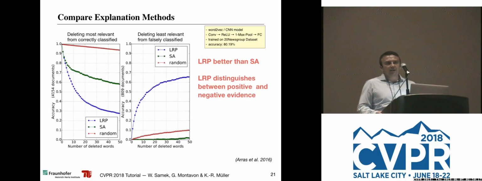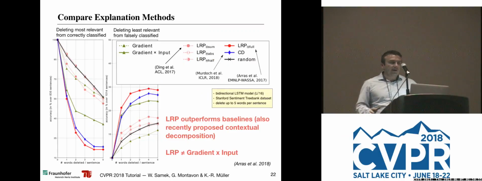For sensitivity analysis, there is no sign, so the sign of the gradient cannot be interpreted in this way. Therefore you see that for sensitivity analysis there is no increase. These are two sides of two different types of evaluation. You can either delete the relevant words for the correctly classified documents, or you can delete the least relevant words, the words with the most negative evidence, for the falsely classified documents. So you see these two types of evaluations here.